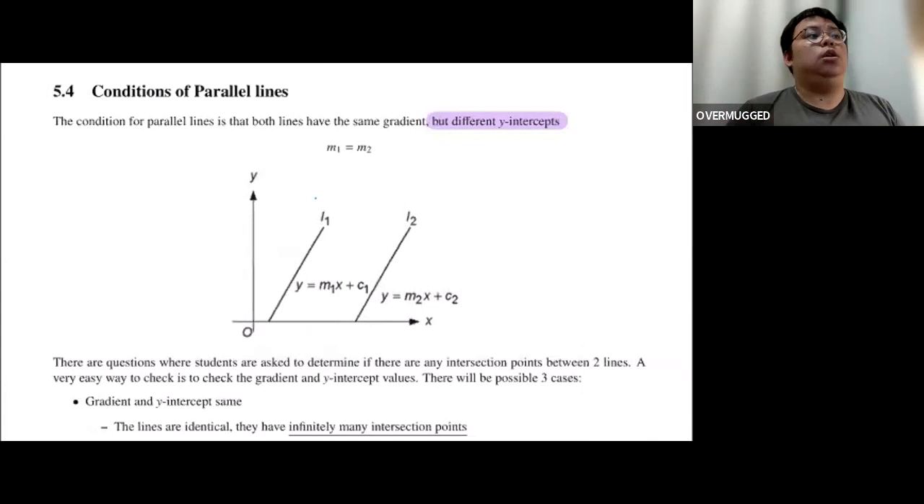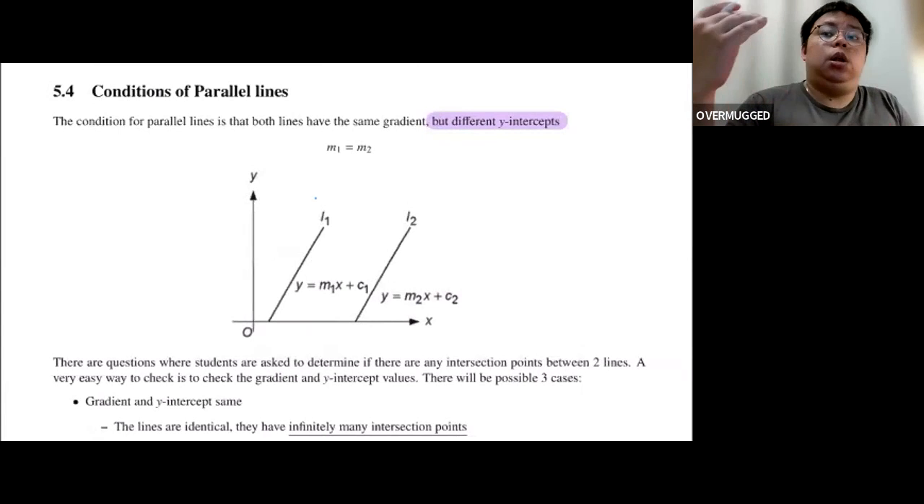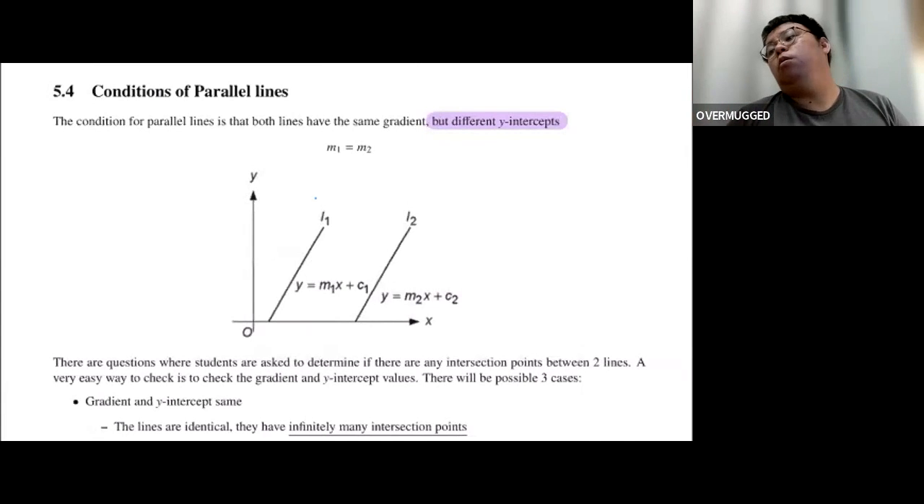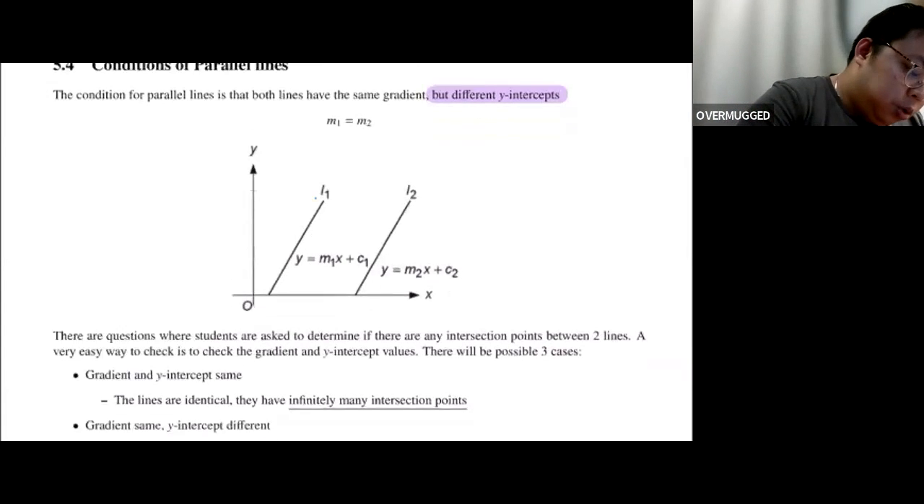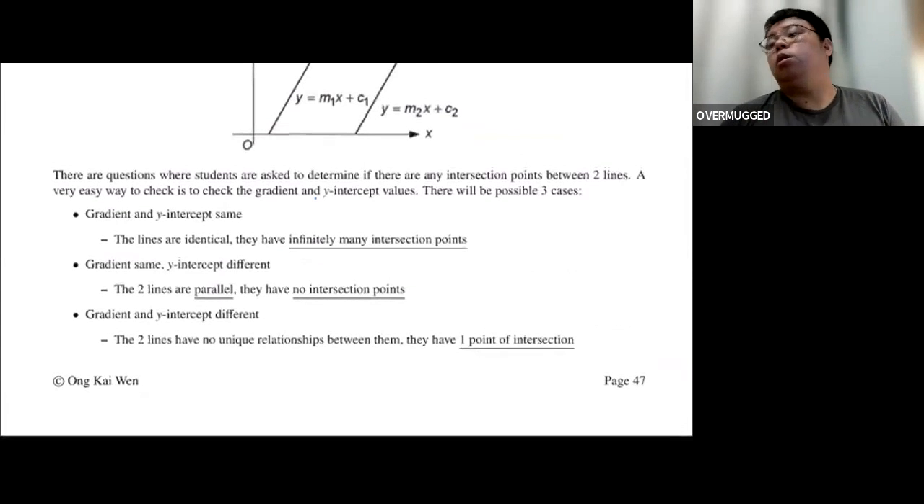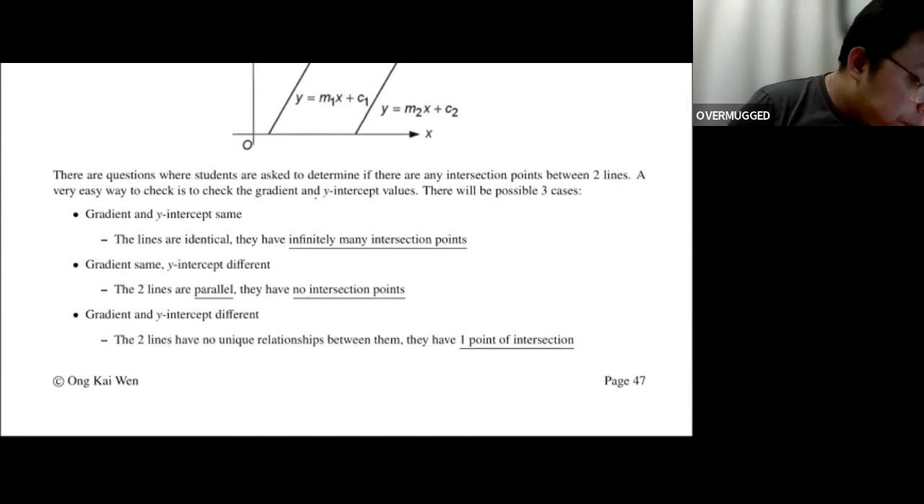Because if you have a case where two lines have the same gradient, and the y-intercept values are the same, then you're going to have a very big problem because your line is on top of the other line. And then you'll not be able to say that these two lines are parallel. So at the bottom down here, there are three possible cases that I think are very important. What happens when the gradient and the y-intercept are the same? What happens when the gradient is the same and the y-intercept is different? And what happens when the gradient and the y-intercepts are different? These are three important points that you need to remember. So just take note of that.